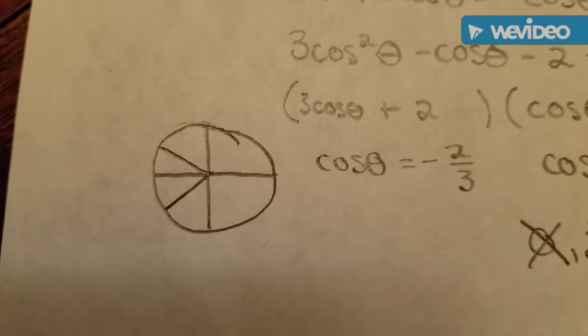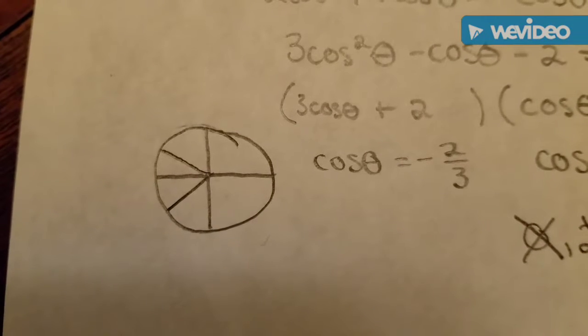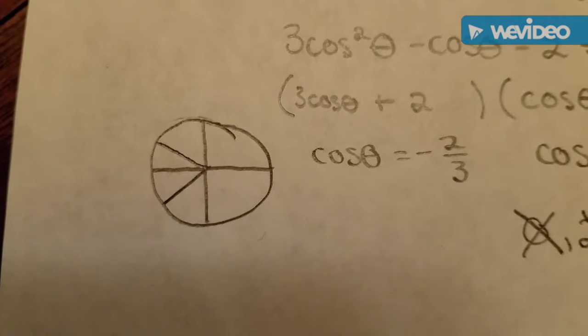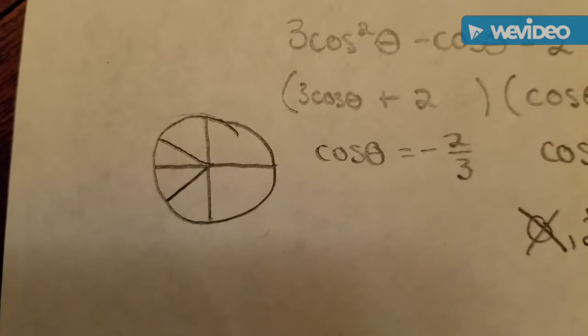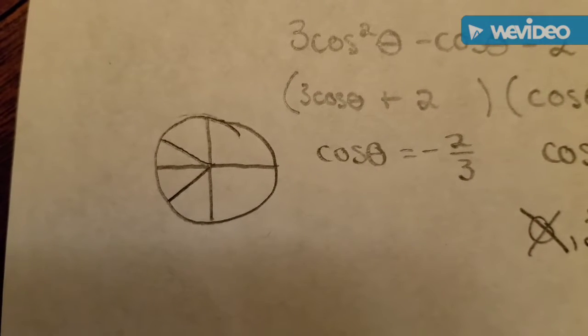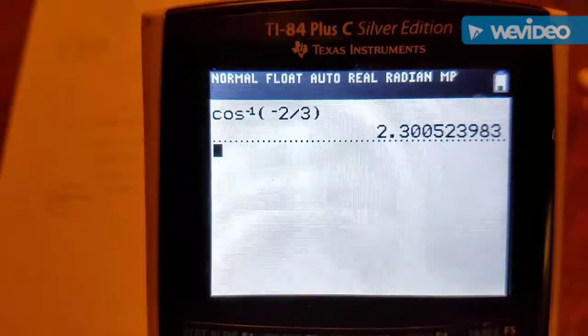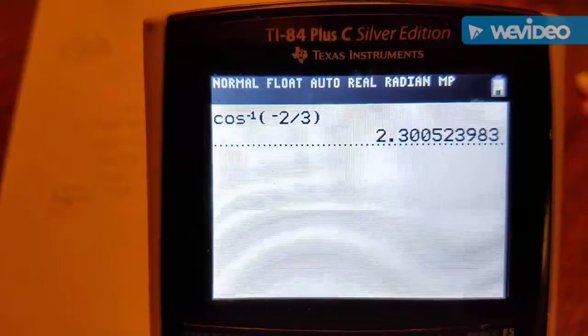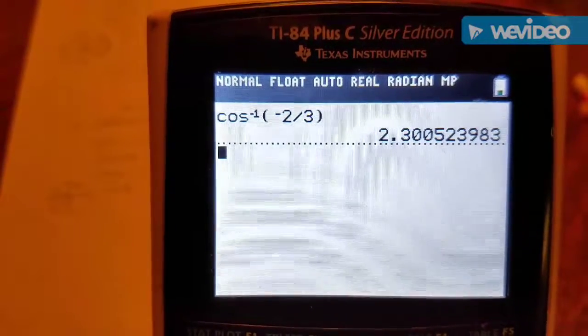Okay, so let's look at cosine theta equals negative 2/3. So cosine is negative in quadrants 2 and 3 on our unit circle. So now let's go to our calculator and plug in the inverse cosine of negative 2 over 3. So plugging in the inverse cosine, we end up with 2.301, rounded to the third decimal place.